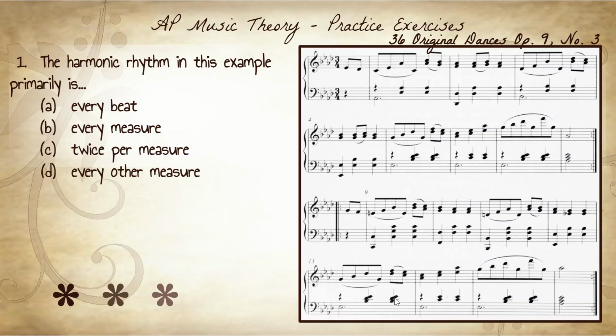And with that said, let's jump into the questions. Here we have number 1. Questions 1 to 9 will be based on this excerpt. So 1. The harmonic rhythm in this example primarily is A, every beat, B, every measure, C, twice per measure, or D, every other measure.